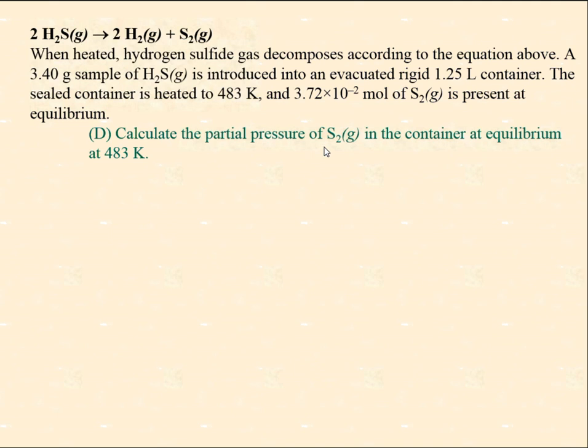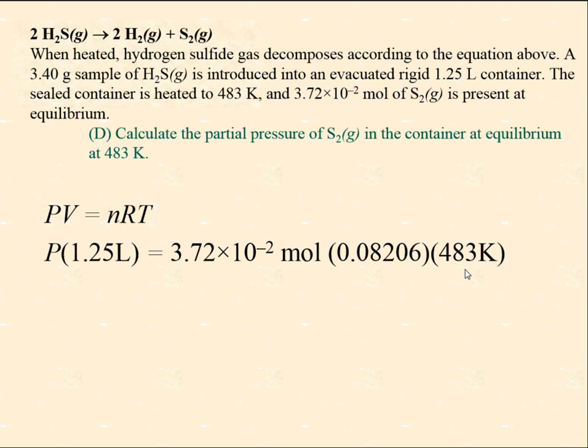And finally, calculate the partial pressure of sulfur in the container at equilibrium at 483 Kelvin. Now you might be thinking, oh my gosh, I have to work back through a Kp to find partial pressure of sulfur. No, you don't. You already know the number of moles of sulfur present in the system. You know the temperature, 483 Kelvin. Sounds a lot like PV equals nRT to me. We have a volume, 1.25 liters. We have R. All we need to do is solve for P.